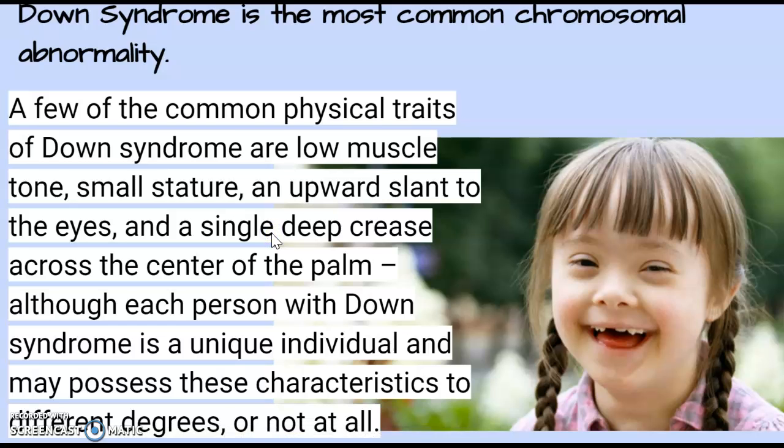So Down syndrome is the most common chromosomal abnormality. A few of the common physical traits of Down syndrome are low muscle tone, small stature, an upward slant to the eyes, and a single deep crease across the center of the palm. Although each person with Down syndrome is a unique individual and may possess these characteristics to different degrees or not at all.